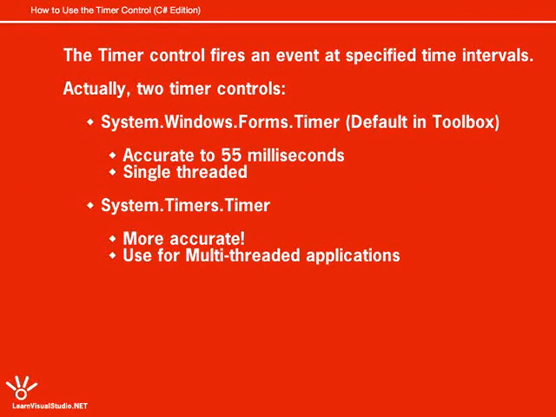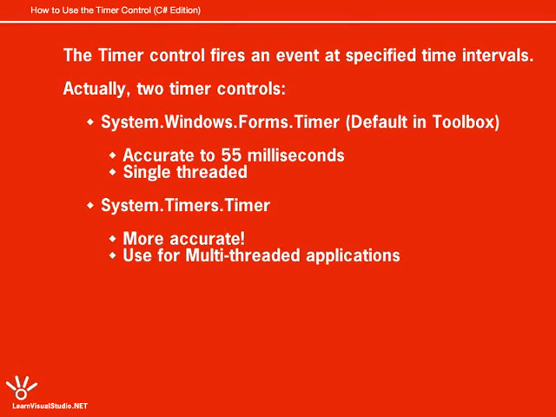The timer control fires an event at specified time intervals. You could use this to poll, or rather monitor, some resource on the network, like a web service or a web page, or to check something about the local system, or even another application. So you could set the timer to go off every 5 seconds. Every 5 seconds, an event would be raised, and you can write code to do something meaningful at that time.